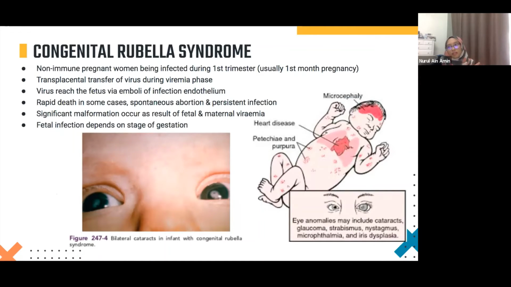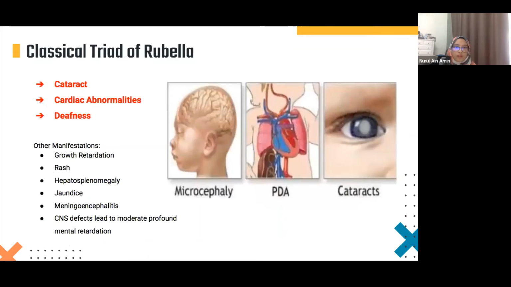This is an illness in infants that results from maternal infection with the rubella virus during pregnancy, usually during the first trimester or first month of pregnancy. We know that it's transmitted transplacentally, and it reaches the fetus via emboli of infection. If it occurs during early pregnancy, there are serious consequences, such as miscarriage, stillbirths, or even birth defects in infants.